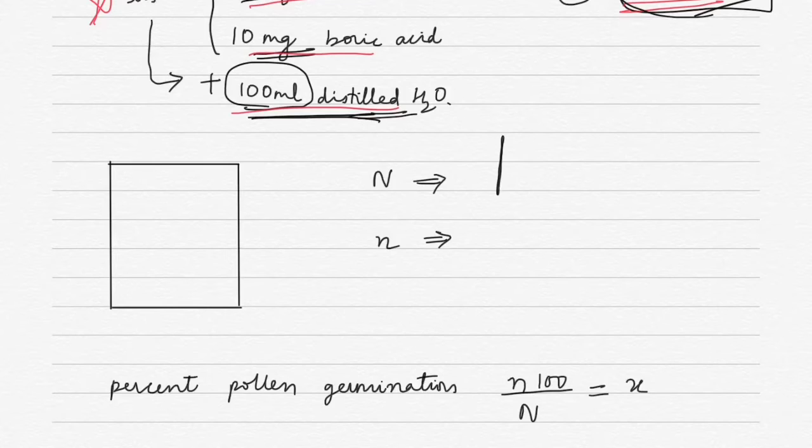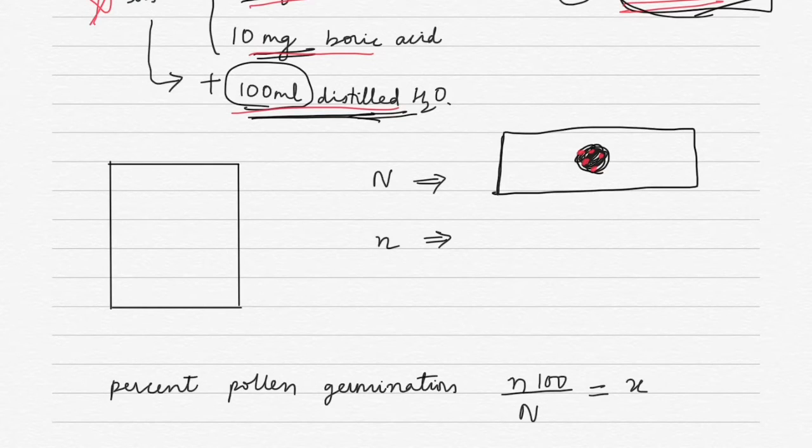Here in this experiment, suppose this is a slide, we are going to take the synthetic medium and put a drop of it here, and then sprinkle a few pollen grains onto this synthetic medium, and then watch it under the microscope after 10 minutes, because germination needs some time.